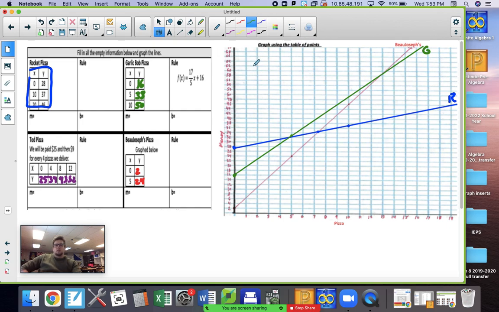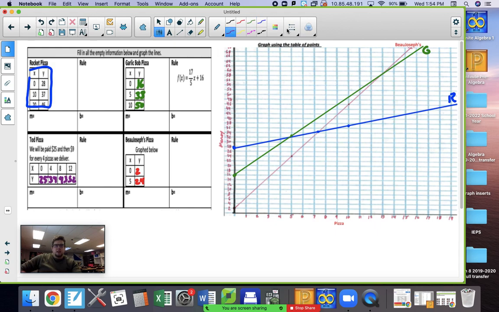So now when we look, Garlic Bob, according to the other 3 equations, becomes the best option right here at about 5 pizzas and stops being the best option at 13 pizzas, roughly.